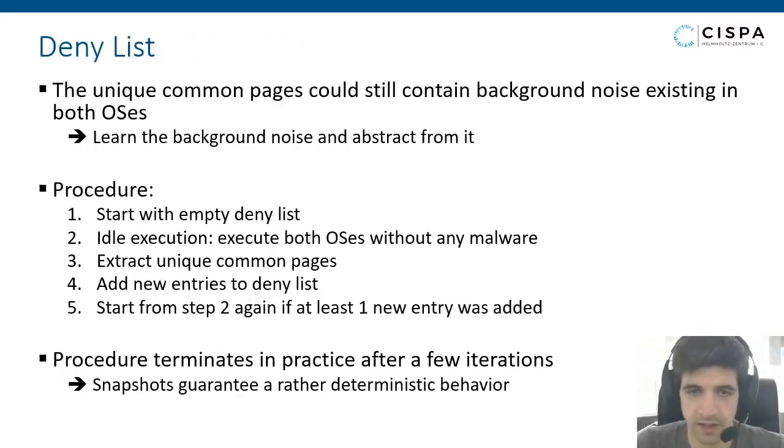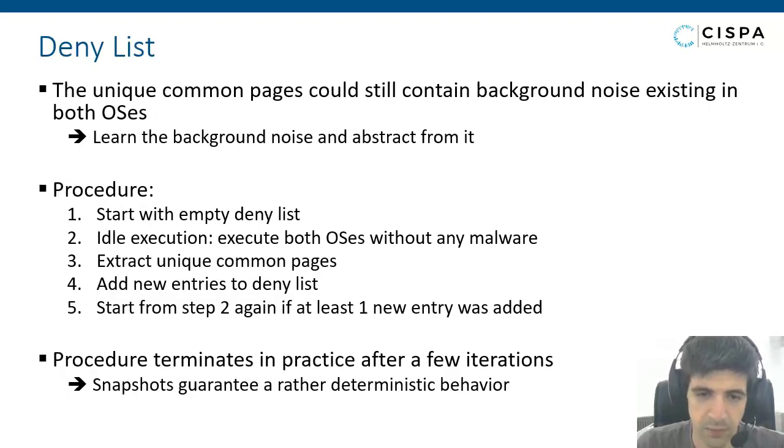Now, to build the deny list, we proceed as follows. The procedure is outlined here. First of all, we start with an empty deny list, and then we do something which we call an idle execution. We run this whole cross-OS apparatus that I have previously described, but we do not insert a malware into the system. We just let it run without the malware for the same amount of time that we would run it with the malware, but it basically just idles.